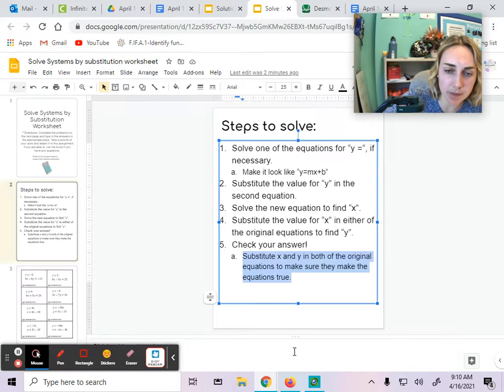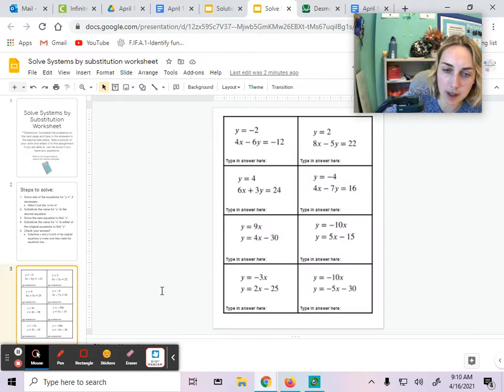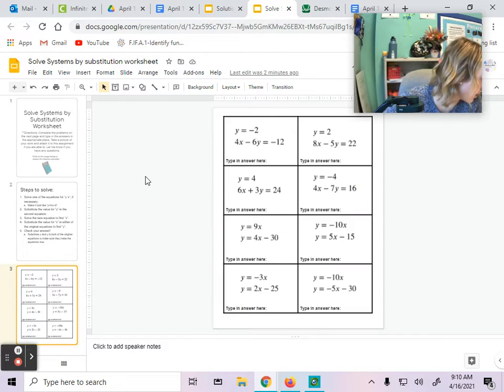So, anyway, let's go ahead and do an example then. Alrighty, so the first example I chose was number 2. So I'm going to go ahead and write out that problem, and we'll go ahead and solve it. So number 2 is this one right here. We have y is equal to 2, so we already know what y is equal to. And then it also says 8x minus 5y is equal to 22.